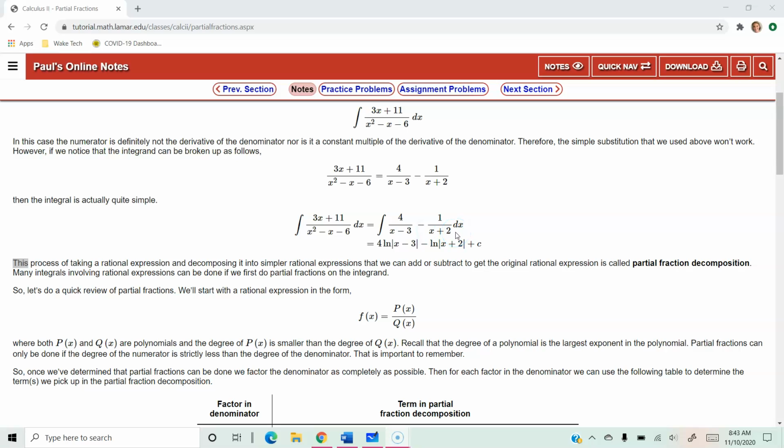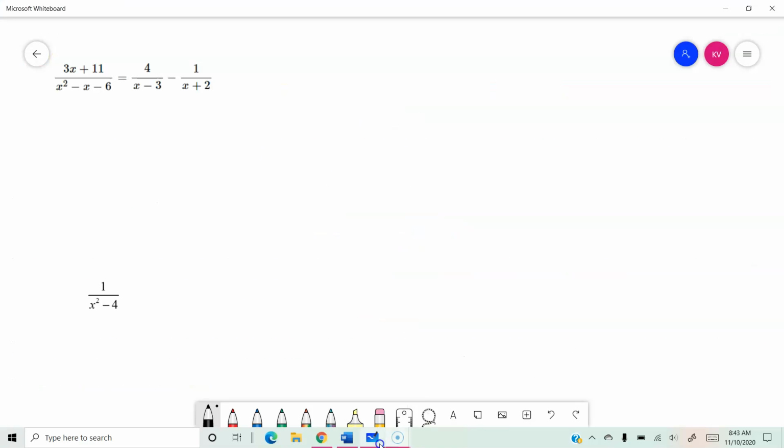So what I thought would be interesting is to show you how they got from this (3x plus 11) over (x squared minus x minus 6) to these two terms here, where you have 4 over (x minus 3) minus 1 over (x plus 2). So let's go through that. I've copied that problem over here.